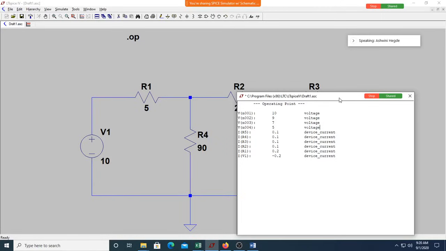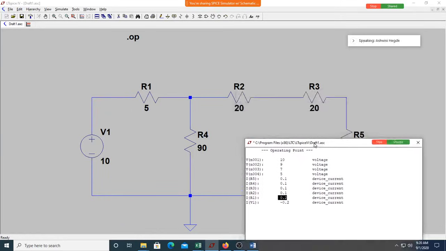So 50, okay, 10 volt by 50 ohm? 1 by 5. How much will be the current? 0.2. That's why you can see that the current flowing through this is 200 milliamperes. Am I correct? Yes, sir.